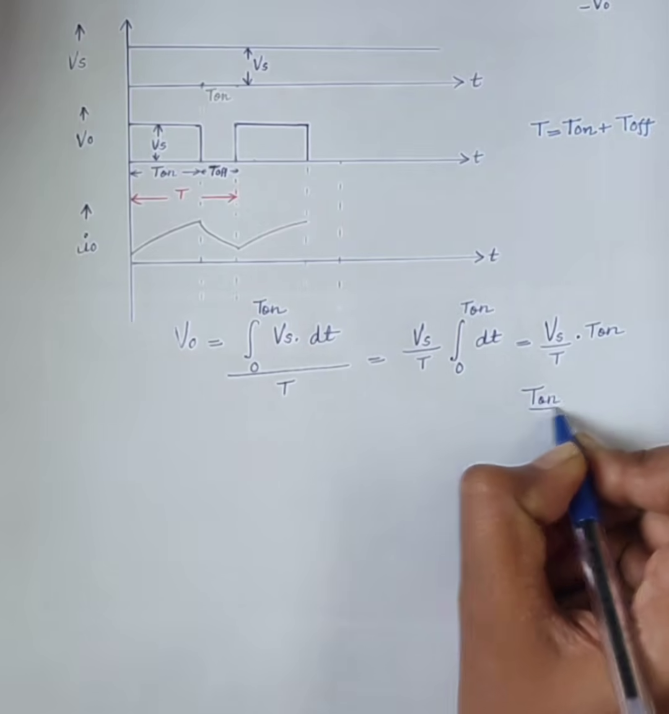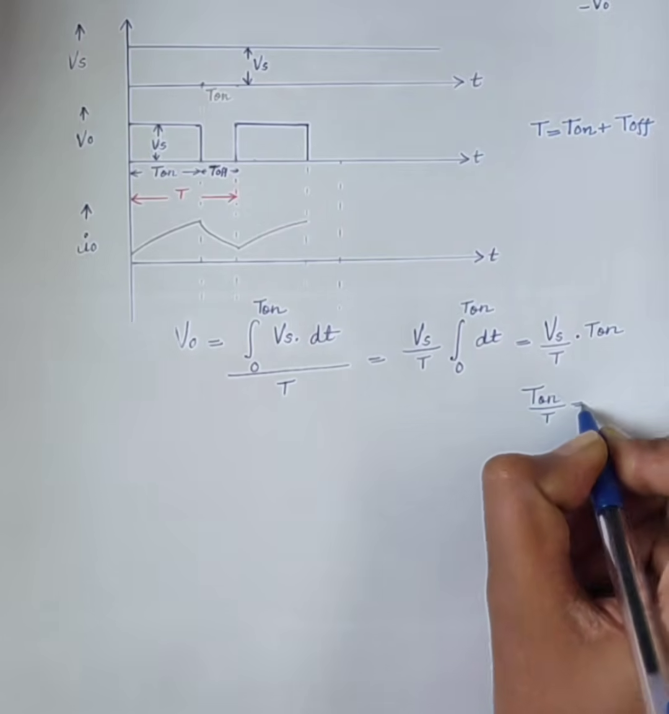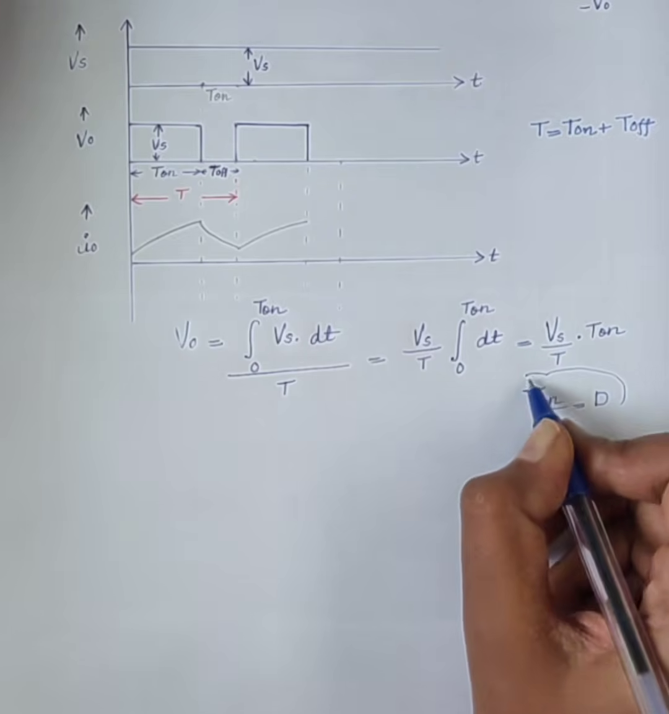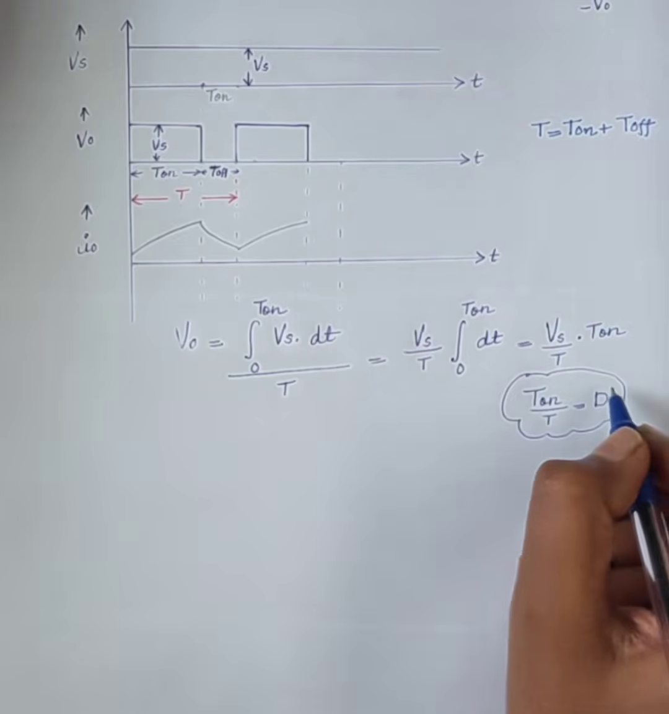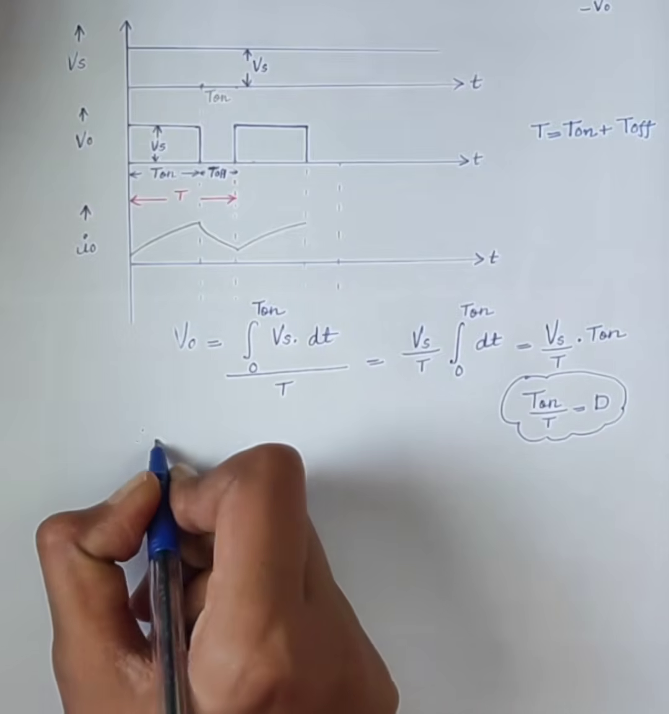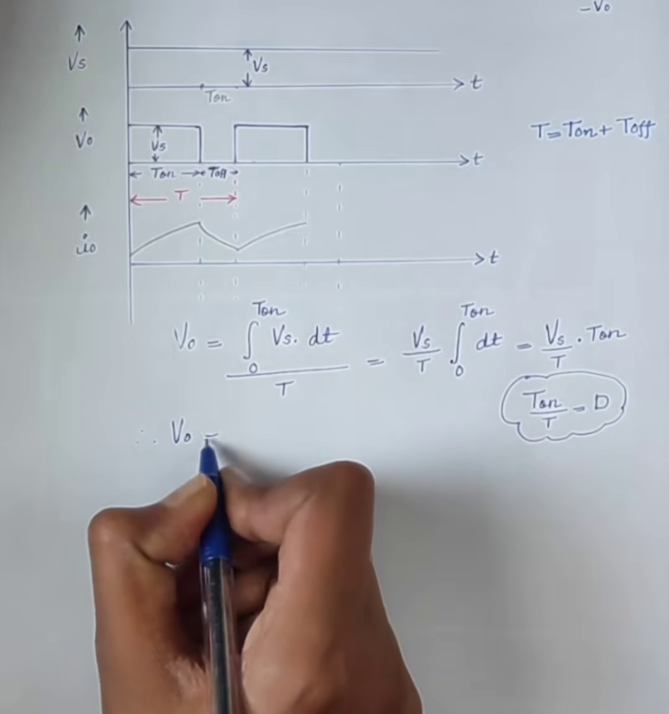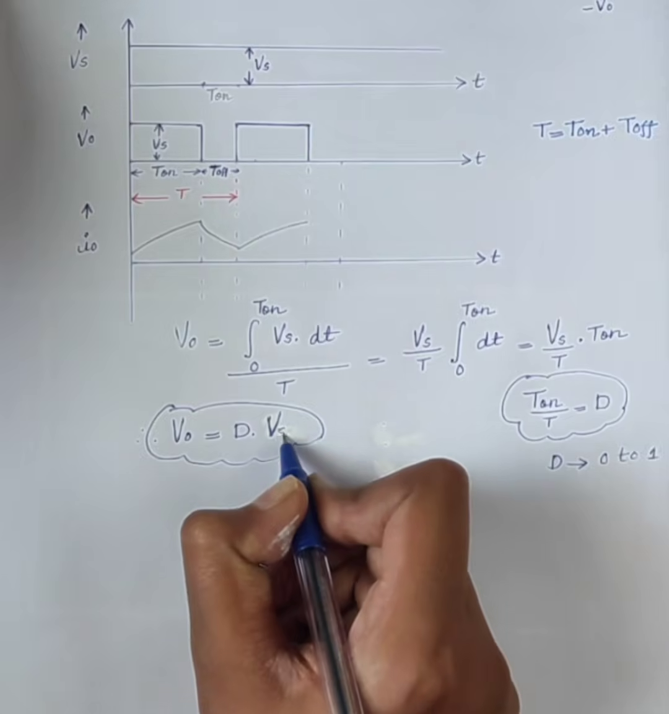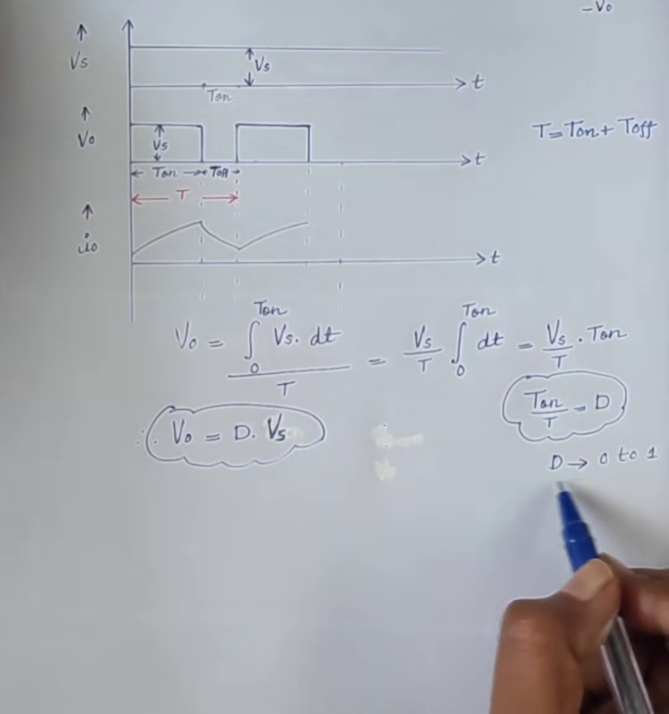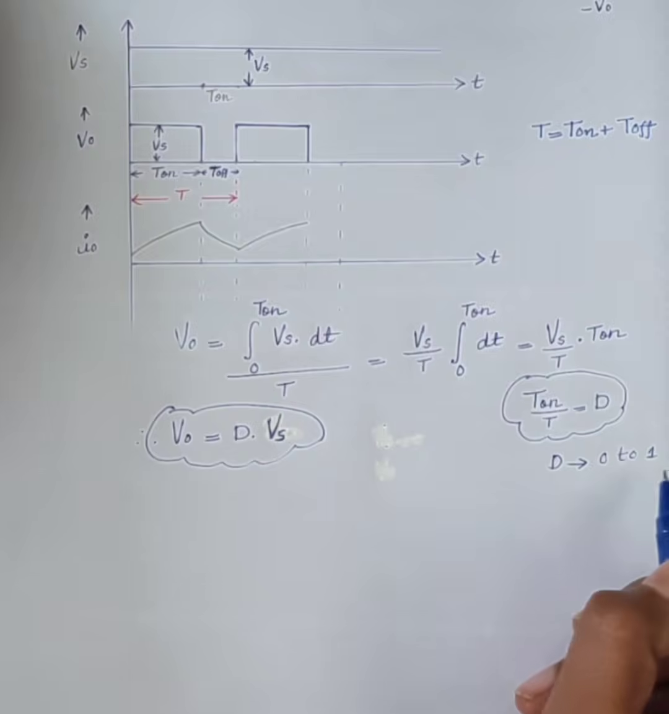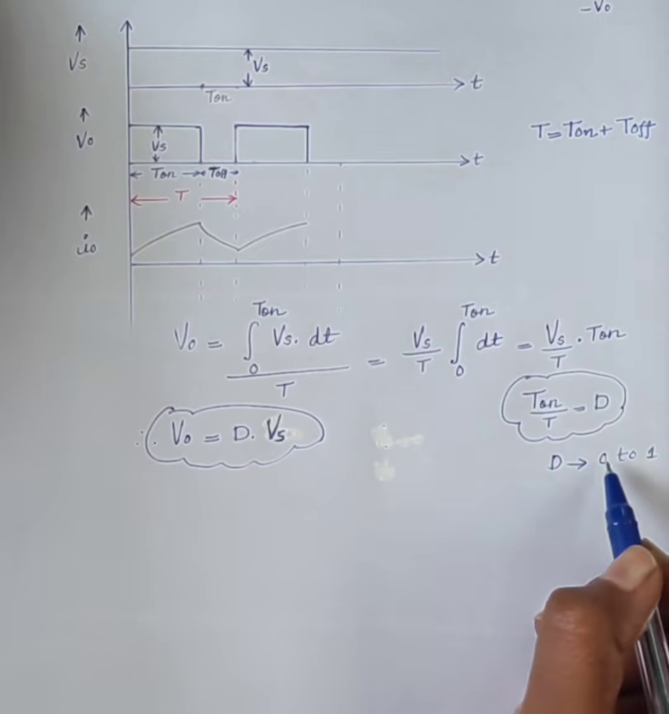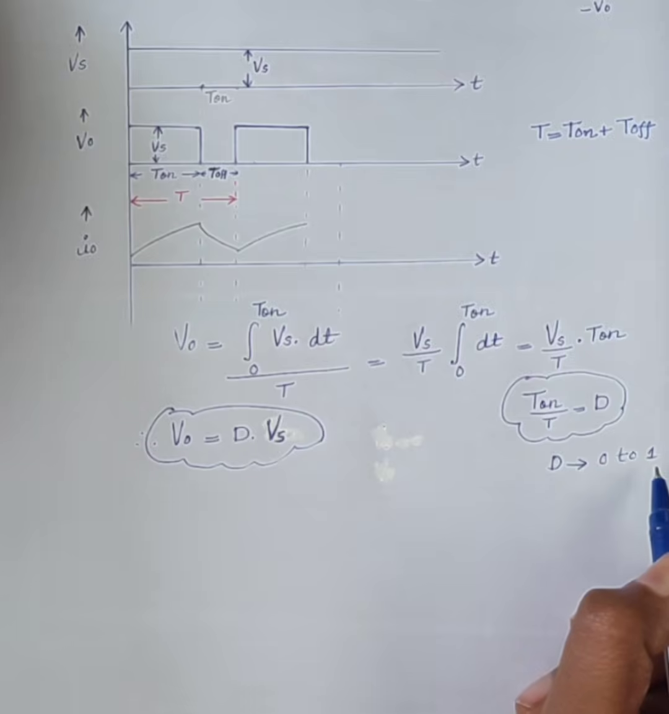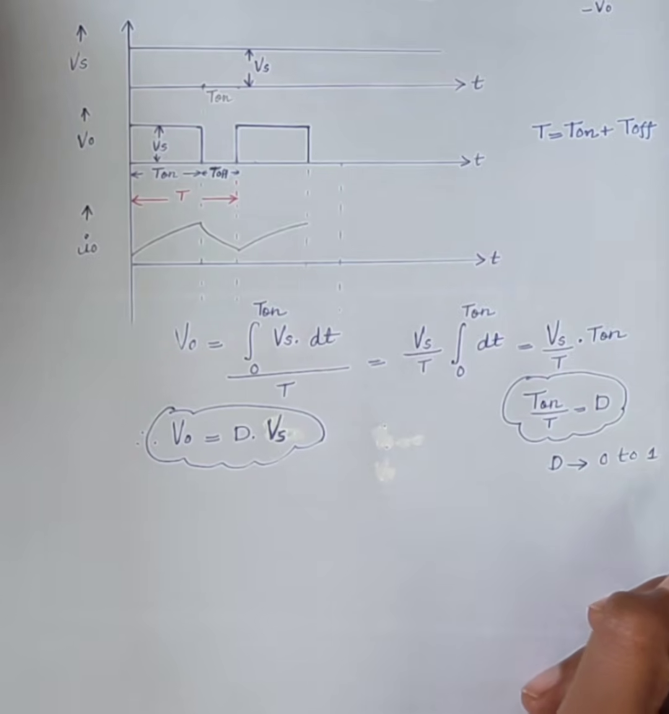T on by T is equal to D, where D is the duty cycle. Therefore, we can write V0 is equal to D into Vs. The range of duty cycle is from 0 to 1. That is, the minimum value of duty cycle is 0 and the maximum value of duty cycle is 1.